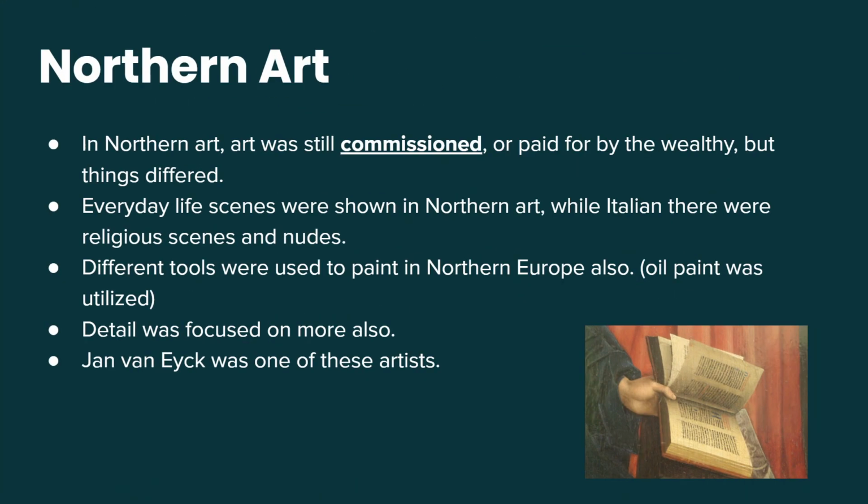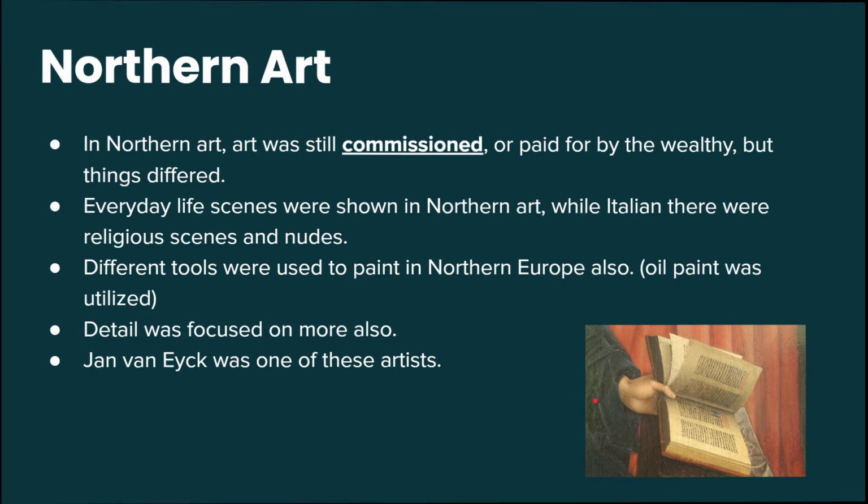And art was still commissioned in the Italian Renaissance as well by the patrons, but there were differences. They mostly had everyday life scenes instead of just religious scenes and naked people. And then there were different tools like oil paint, and sometimes wood was used. Detail was also emphasized, and Jan van Eyck was one of these artists. There's one of those paintings from the time.